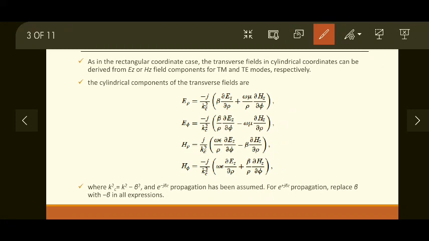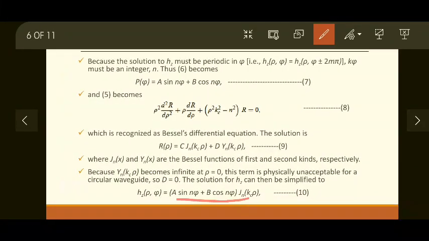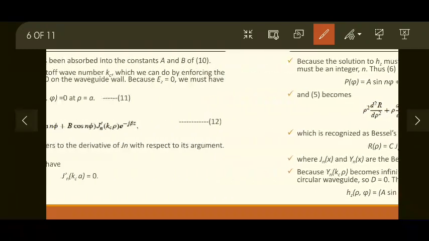Okay, so this is E phi. Here we are having ∂Ez/∂phi with respect to phi. Here we are taking a derivative with respect to phi, and that's why we have Z'n instead of Jn in the actual answer for E phi for circular waveguide. So let's go back to our solution.